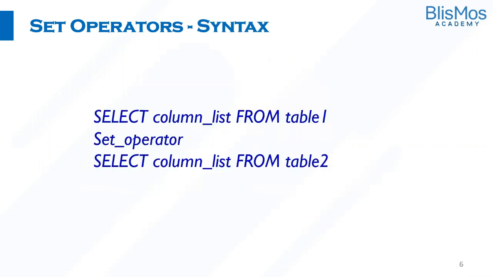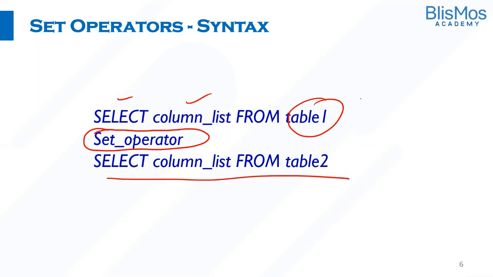Let's look at the syntax of the set operators. We already understood it will combine the results of two or more queries. And the query, you would have already written umpteen number of queries by now. So you write a query, select column list from a particular table, and provide the set operator. What are the different set operators? We're going to see that. And write one more query. So you have query 1, then an operator, and then query 2. That is the simple syntax of where we use a set operator.